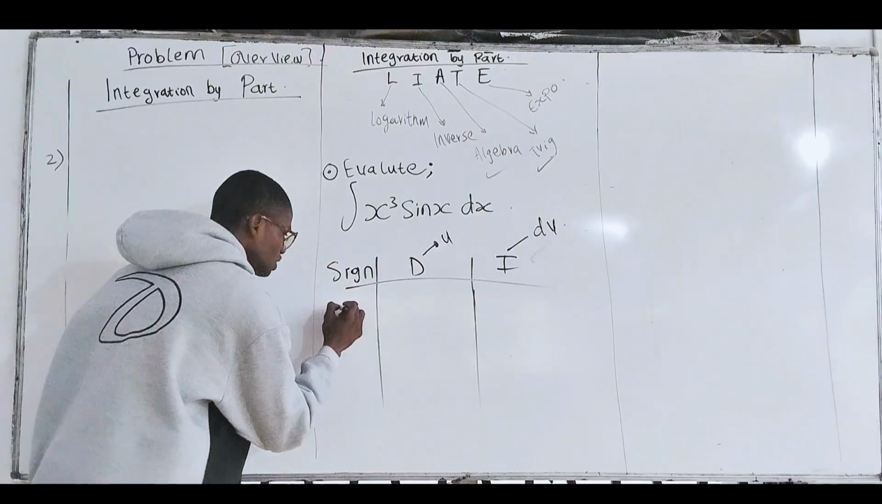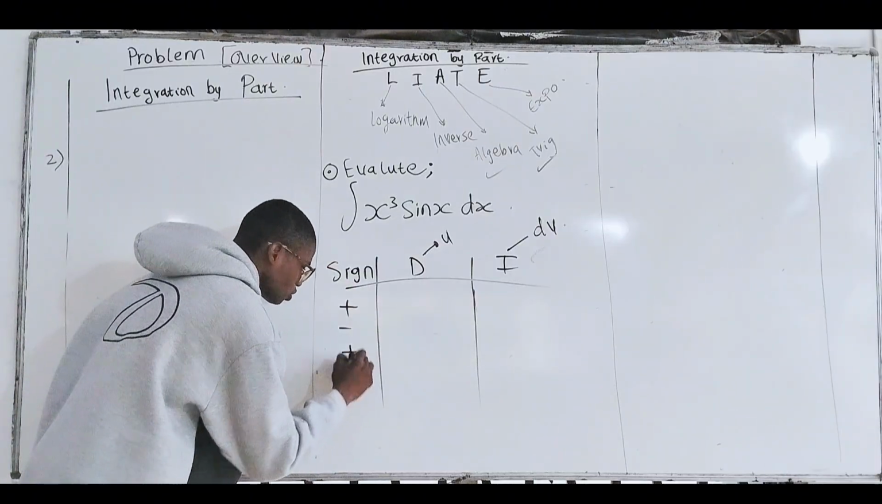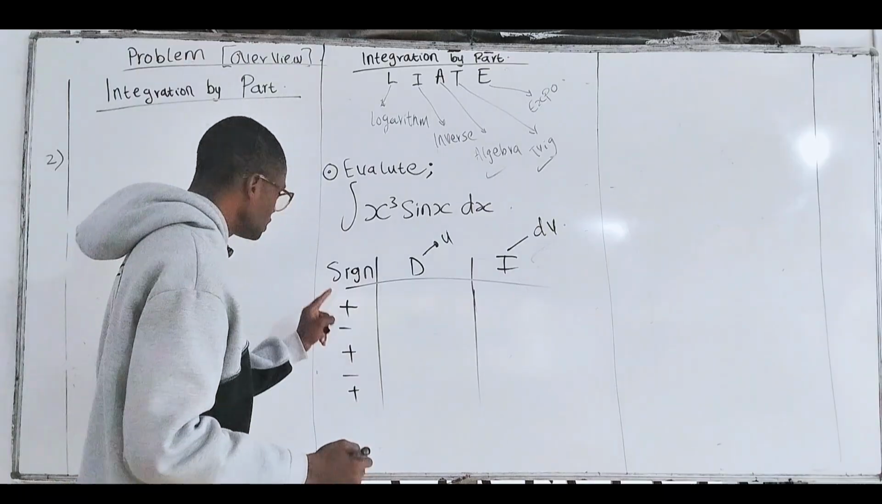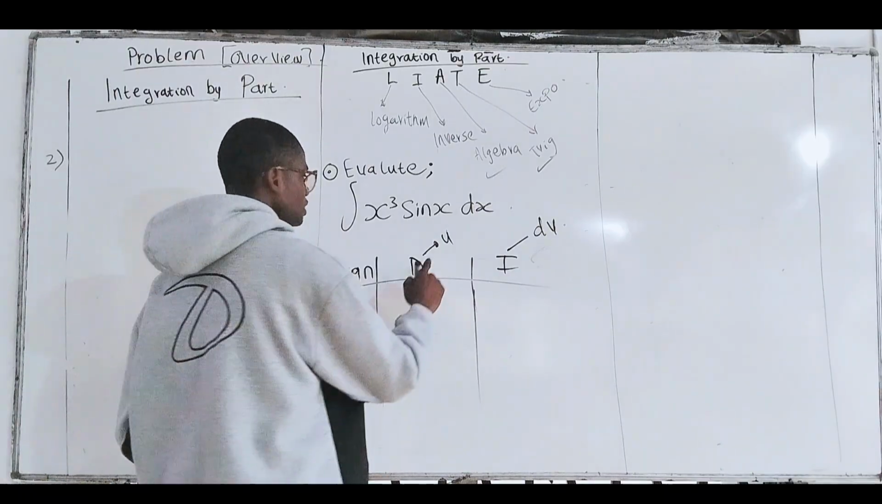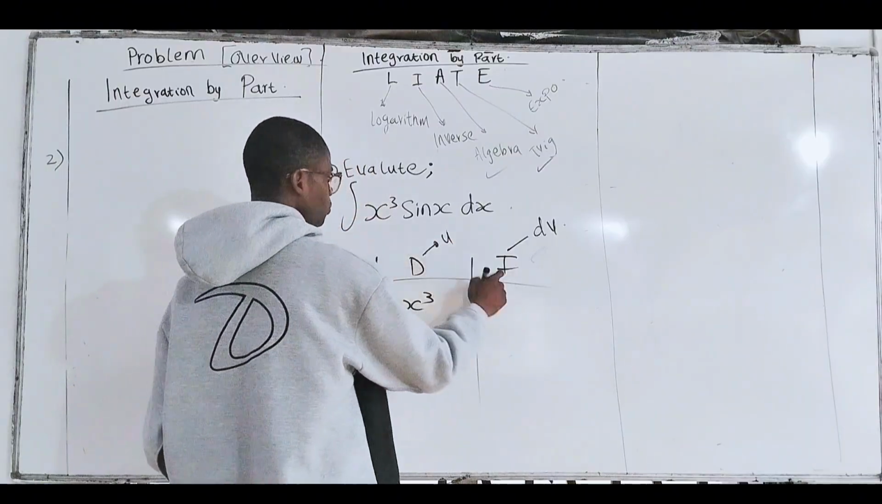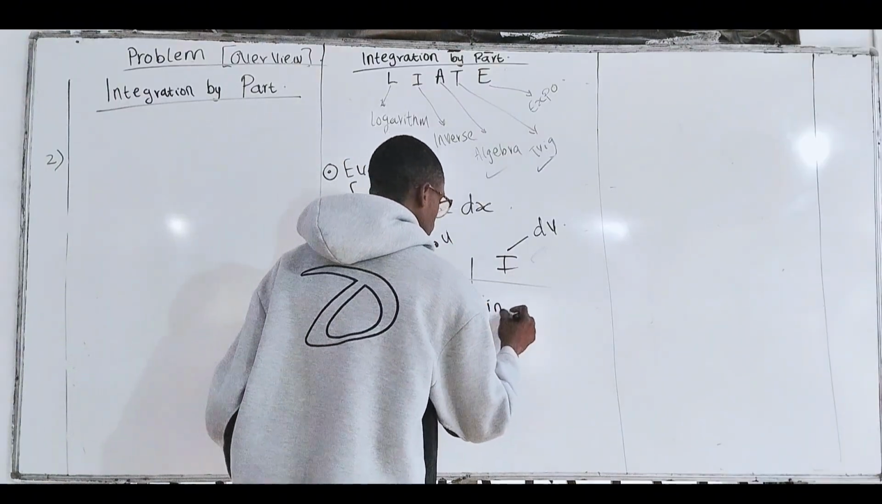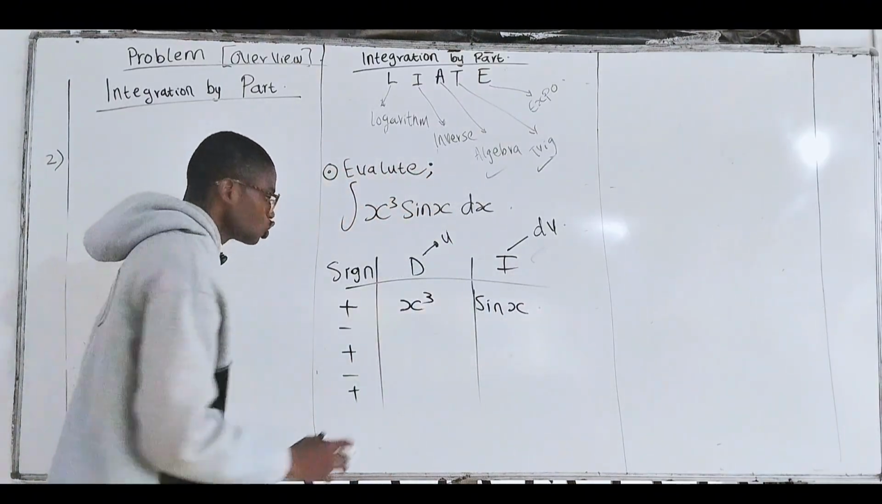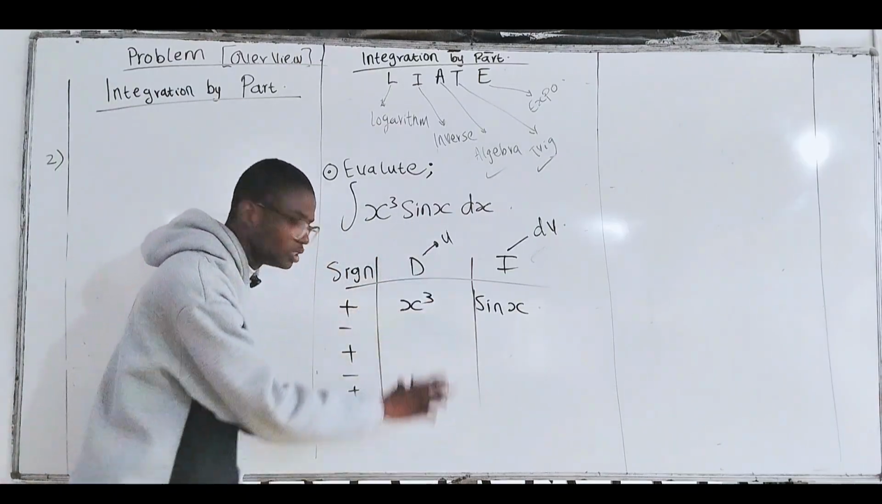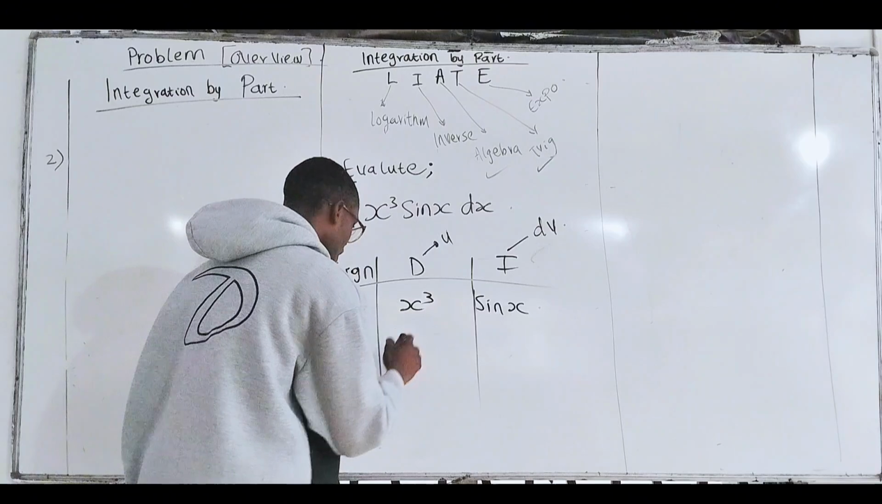First, your sign should start from plus and alternate. You know what alternation is, right? Plus, minus. It starts from plus and it alternates down. Then this should be your x cubed, and this should be your sine. We agree, right? So what are you doing here? You are differentiating downwards. So let's go ahead and do that.